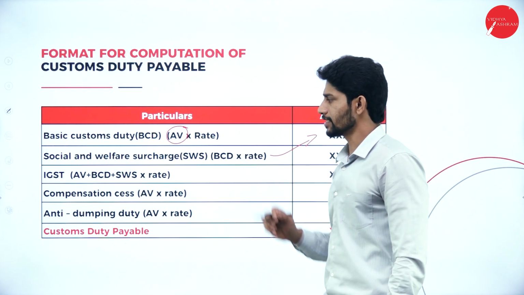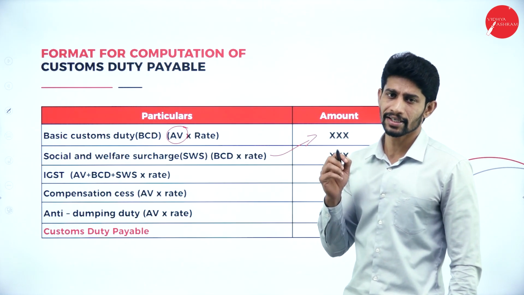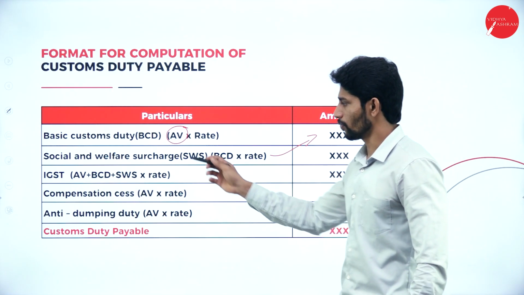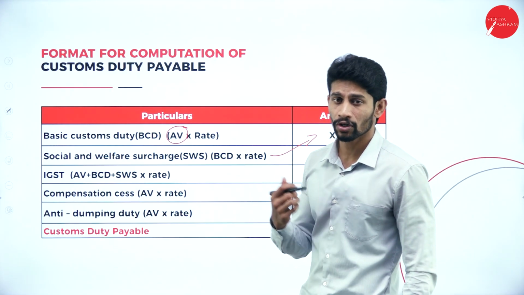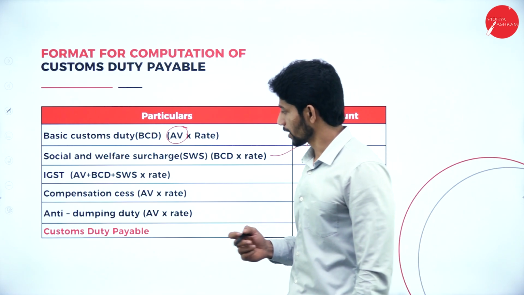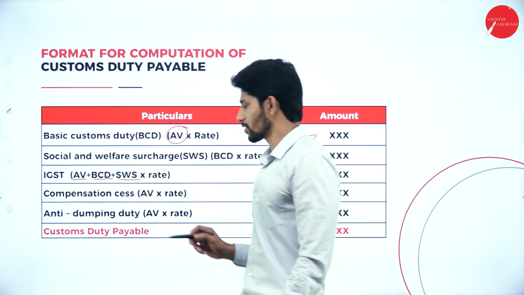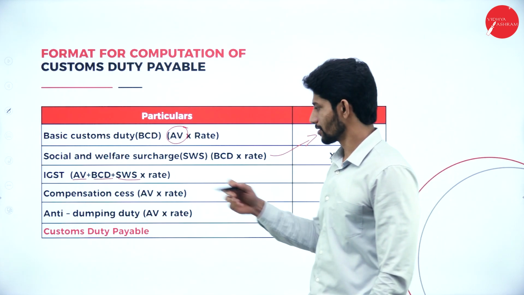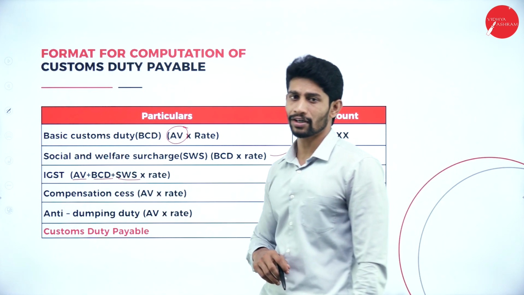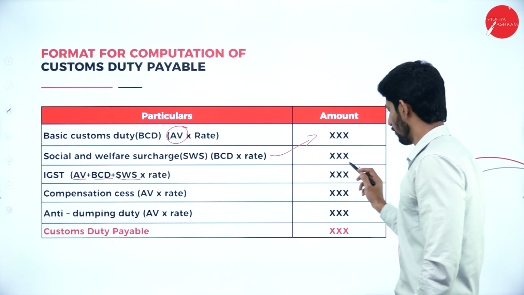Next one, IGST, that is integrated goods and services tax. So on what will we compute the IGST? What are the components to compute the IGST? The components are assessable value, basic customs duty and social welfare surcharge. These 3 items into rate of IGST, then you'll get the value.